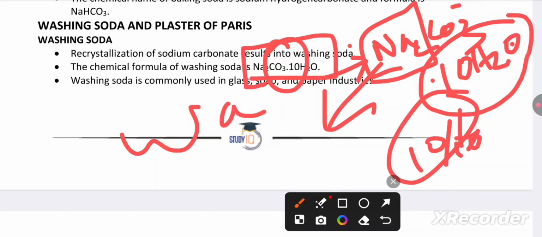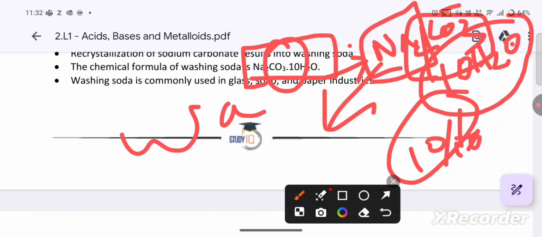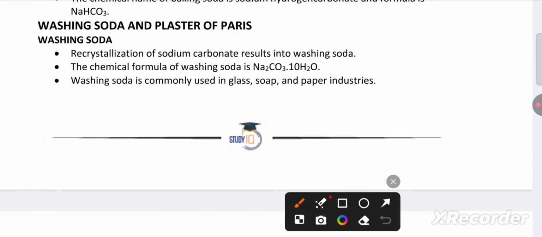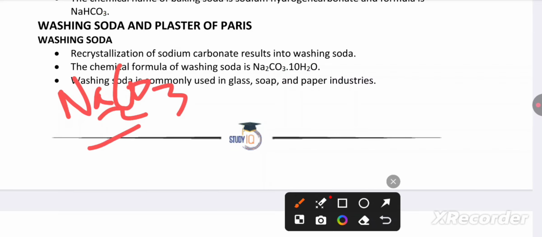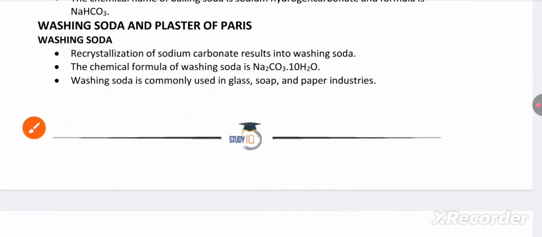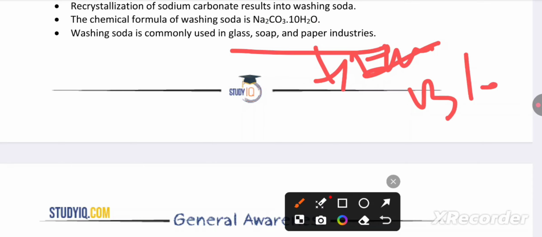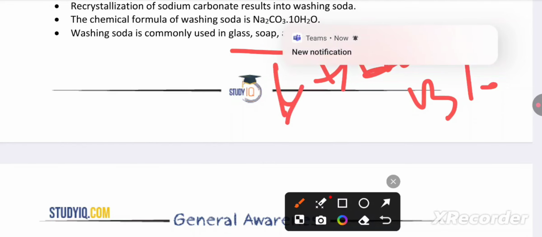We can wash our car, right? Okay, when we see the word washing soda, we can wash our car. How can we wash a car? Sodium, we can use some salt, we can use carbonate, we can wash our car with more water, H2O. That's it guys, that's it. Commonly used in glass, soap and paper industries. Same paper industries, textile and paper, bleaching will come, and this will also come. Okay.